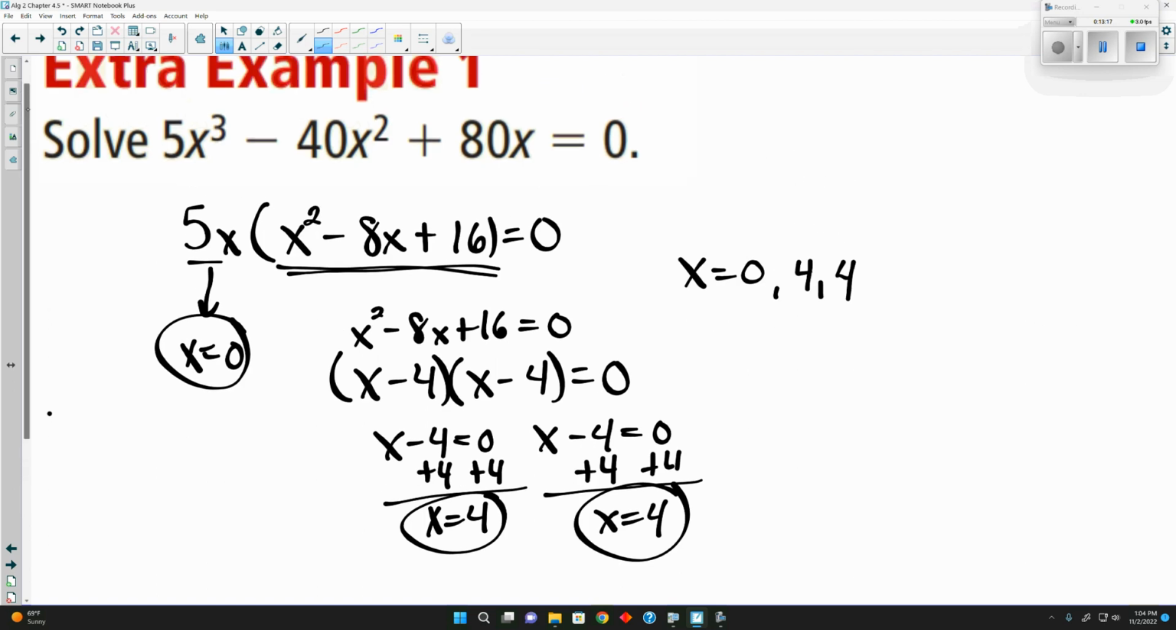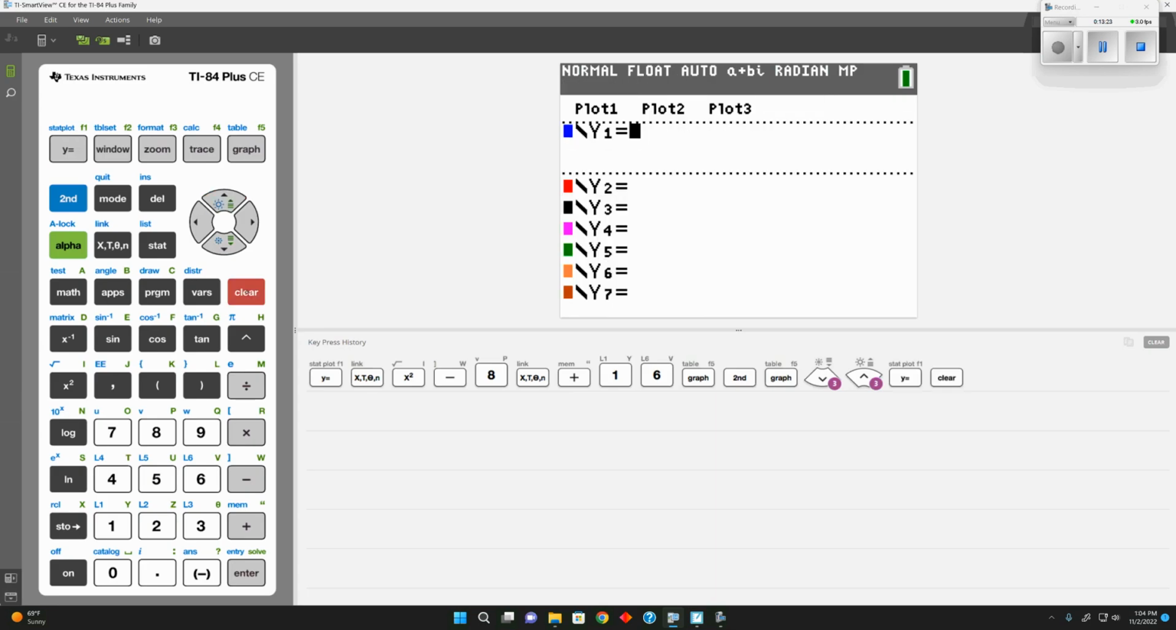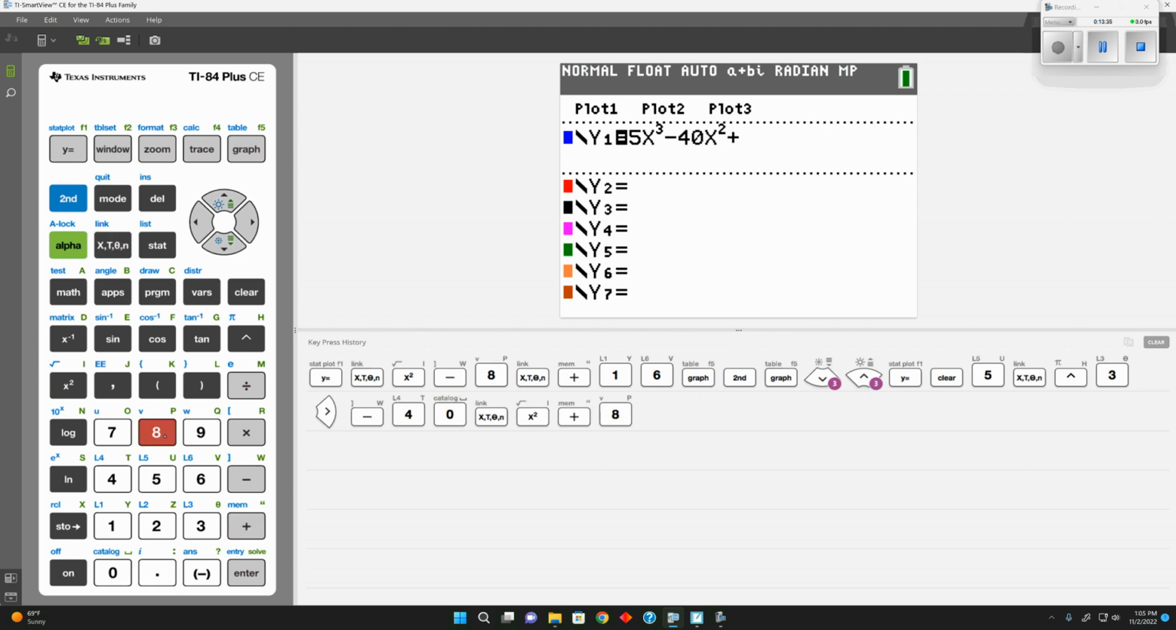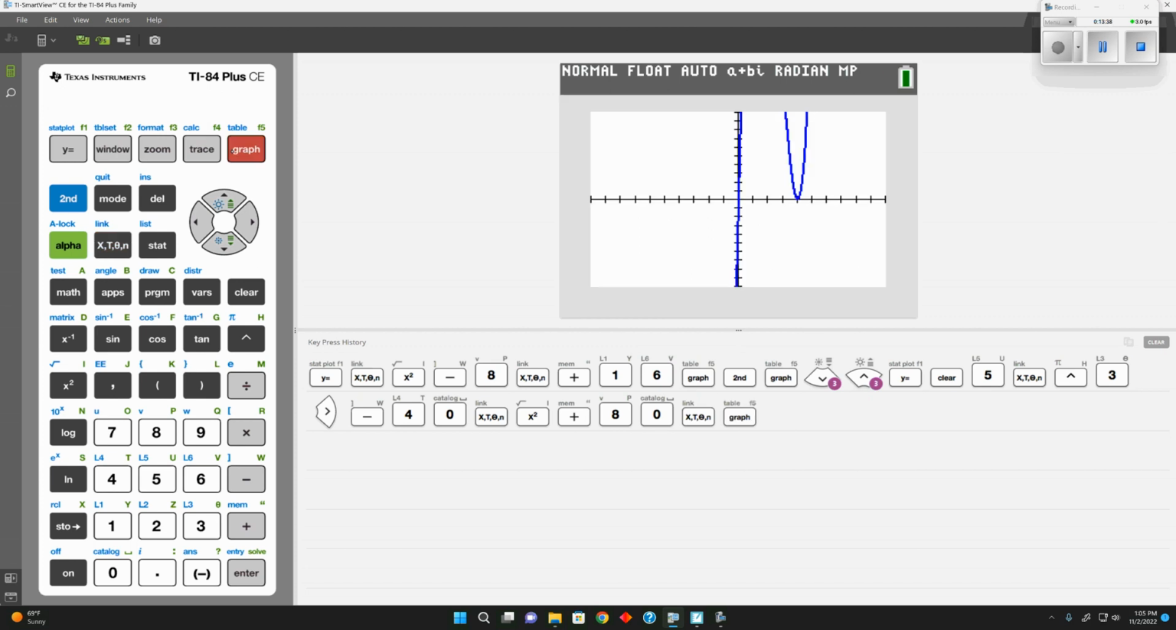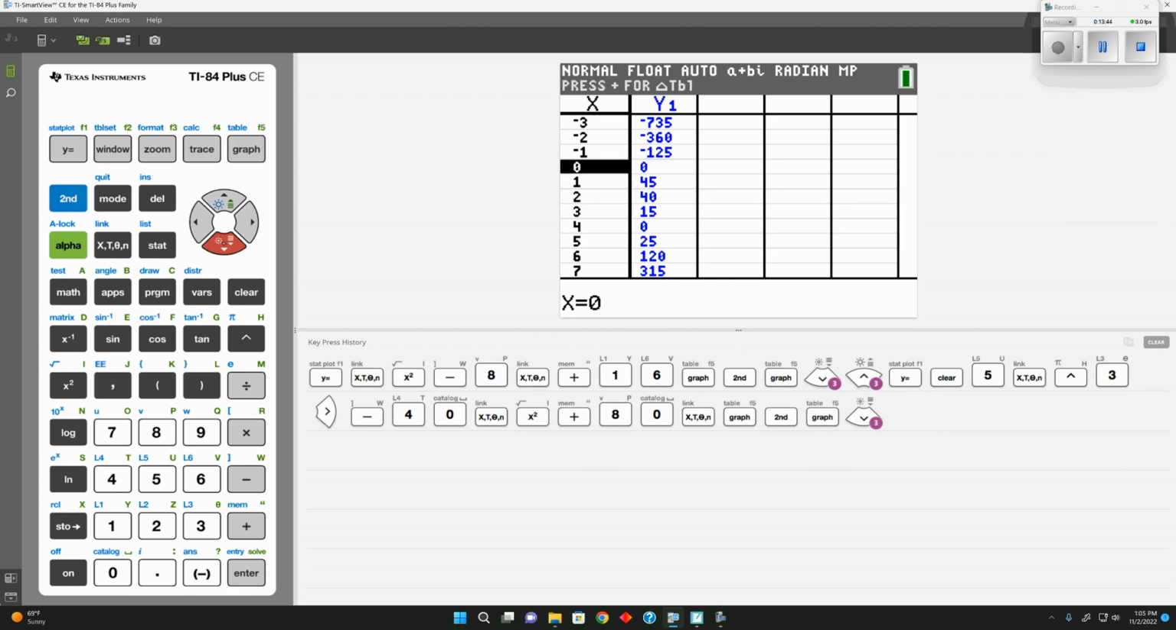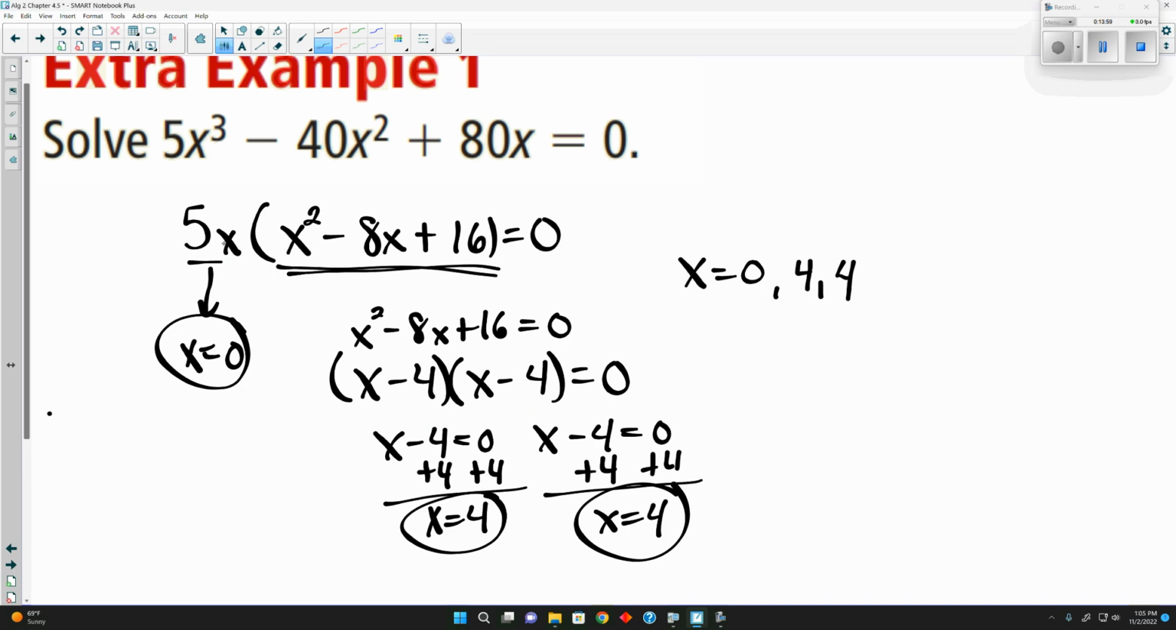So the function we started out with, 5x cubed minus 40x squared plus 80x. So we start out with 5x to the third, minus 40x squared plus 80x. So we get values where x is, so what values of x make y 0? Well, 0, and that works too. Questions on this here?